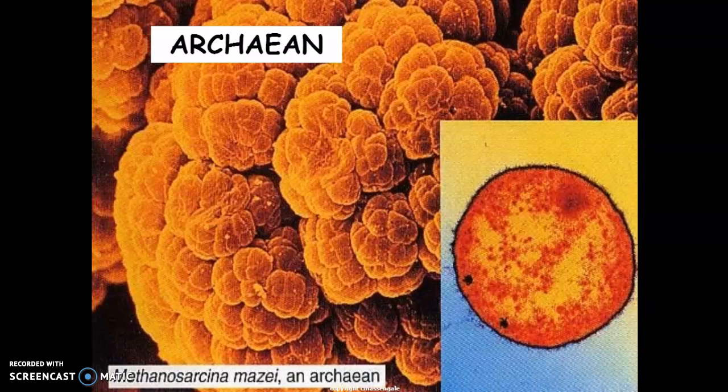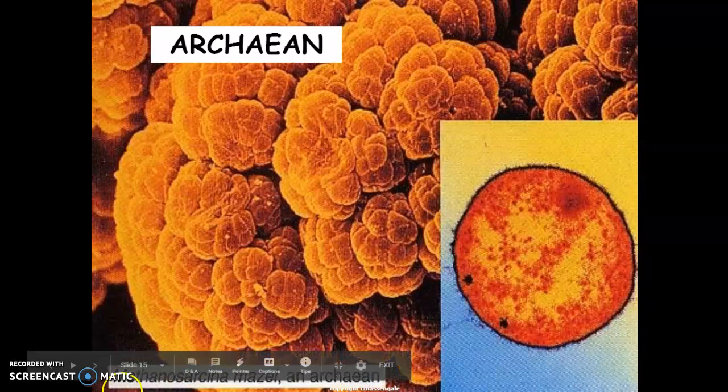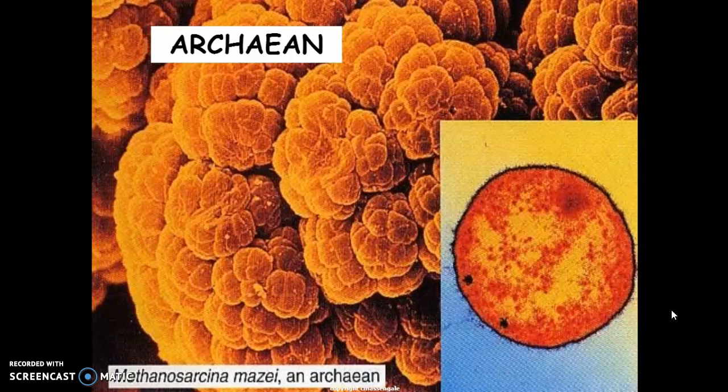This is an example of an Archaean. Notice the scientific name on the bottom, Methanosarcina mazei. Notice how the genus is capitalized, the species is lowercase, and the scientific name is italicized.